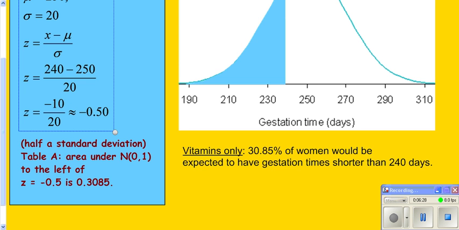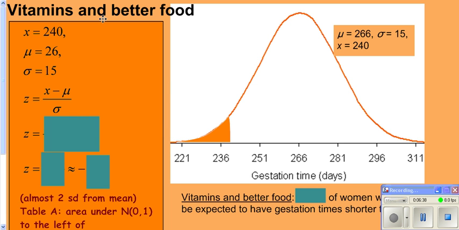So about 31% of the women would have preemie babies if they just increased their vitamins and did nothing to affect their diet. So let's take a look at what it is for vitamins and food. We're still dealing with that 240 because that's the cutoff date for when you are a preemie baby or not.